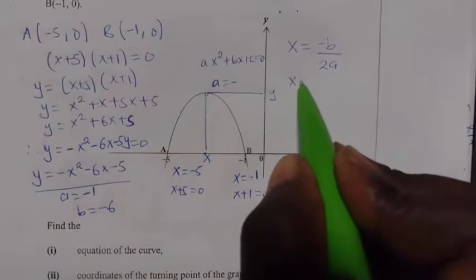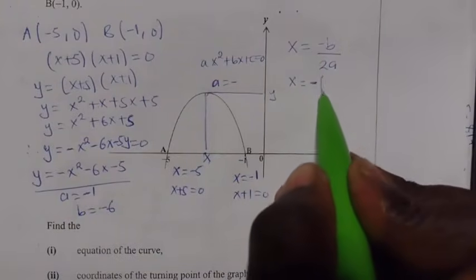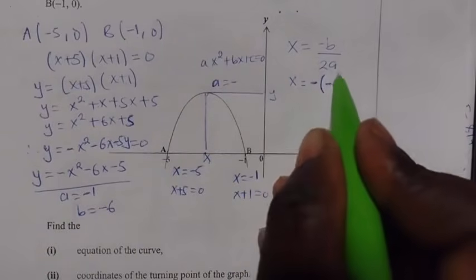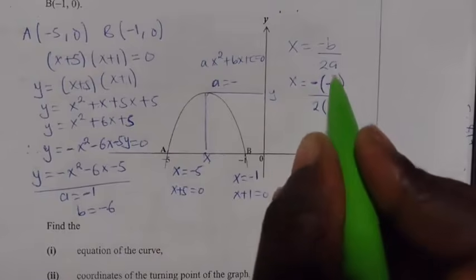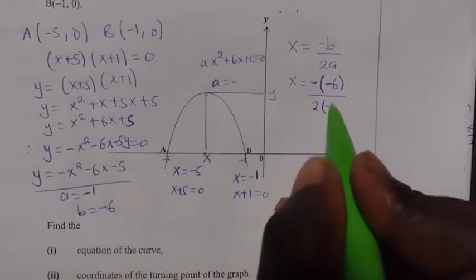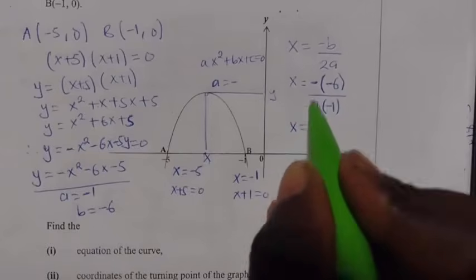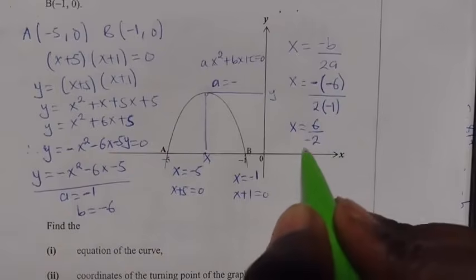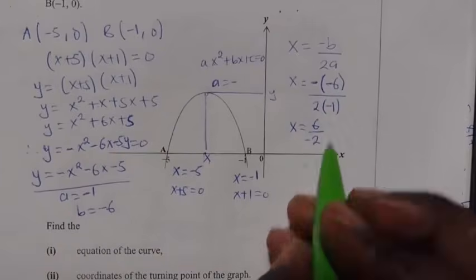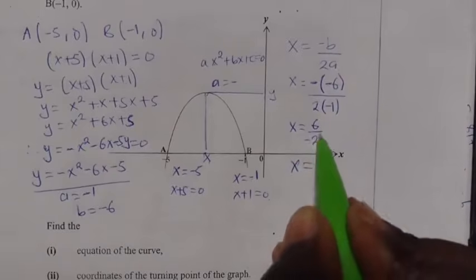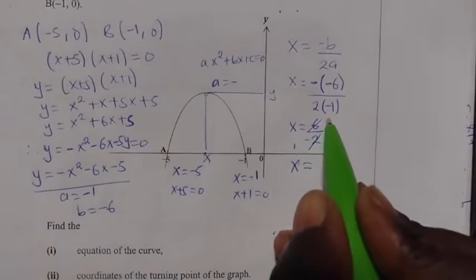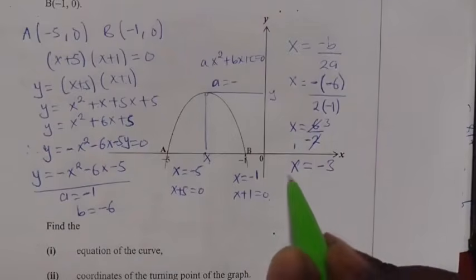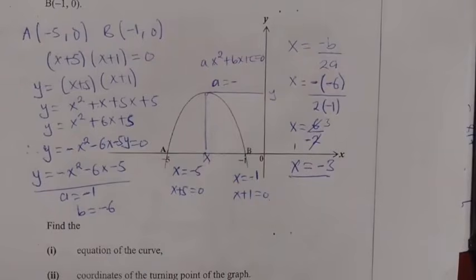So we can say x equal to negative, where there is a b we'll put -6, so negative of -6, over 2, where there is a, we put -1. So x equal to negative is positive, so we get 6 over negative 2, because 2 times negative 1 is negative 2. Then 2 into 6 is 3. So we are going to have negative 3, because here there is a negative. So our x value is x equal to negative 3.